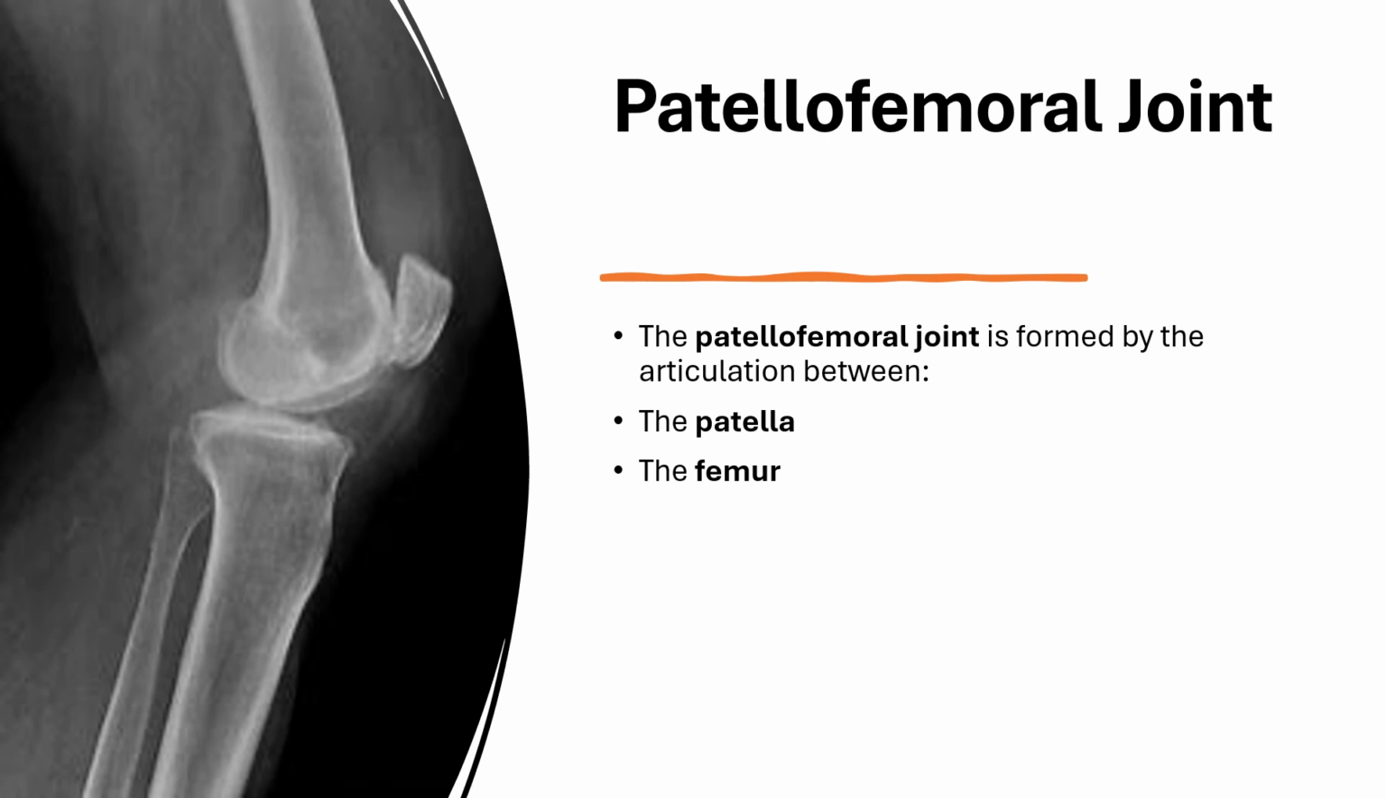Now, this joint is stabilized by various structures, including the quadricep tendon and the patella tendon, which are bands of connective tissue that keep the patella aligned during movement. Proper alignment of the patella is really important, as misalignment can lead to patellofemoral pain syndrome, a common source of knee pain, especially in athletes.